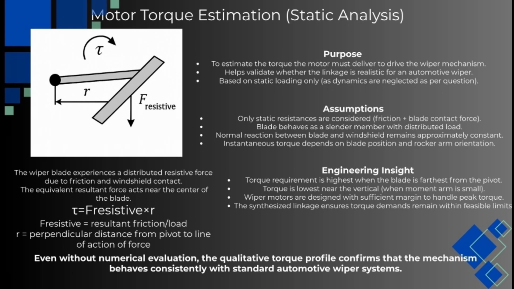Maximum torque is needed when the distance is largest, typically when the blade is stretched farthest from the pivot and angle is greatest. Minimum torque occurs when the blade is closest to vertical, reducing the lever arm. The engineering insights are: the torque profile closely follows the blade's path, highest at sweep extremes and lowest at the midpoint. The analysis confirms the need for a safety margin in motor selection, especially to account for conditions like rain, dirt, or an older, less flexible wiper blade.